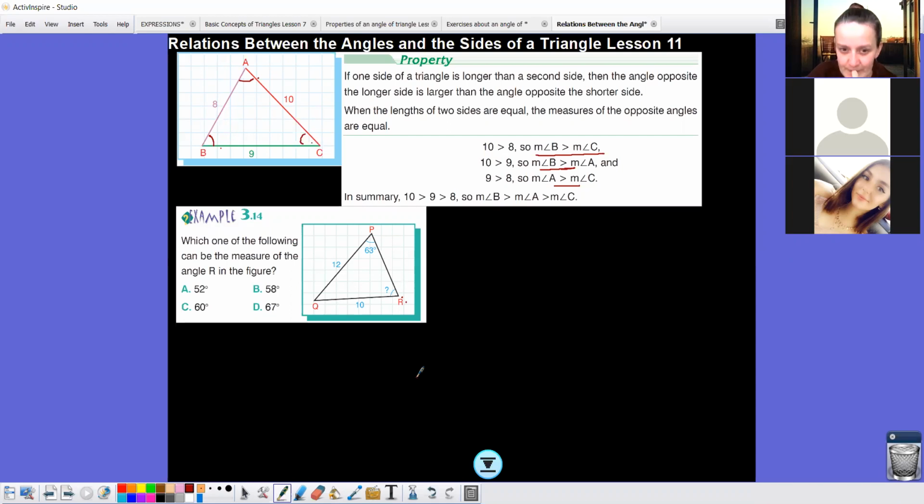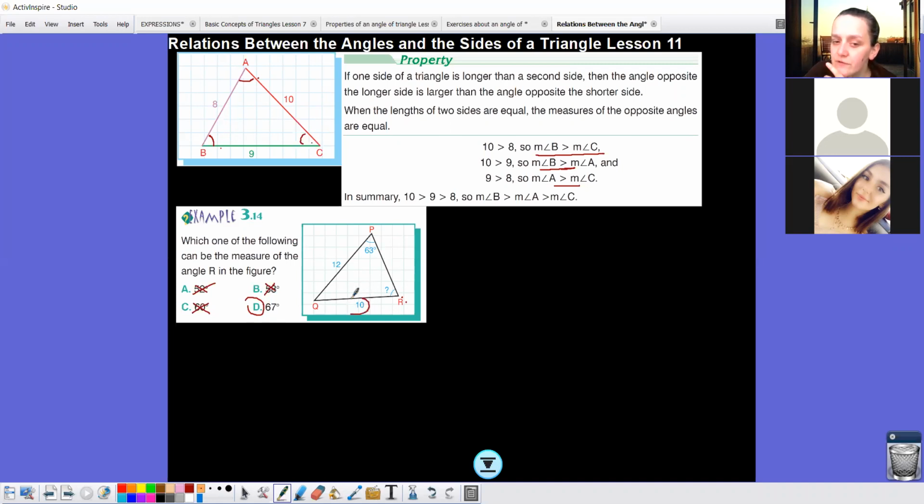Teacher, it can't be 52 or 58 or 60. It will probably be 67 because 12 is bigger than 10. Because 12 is bigger than 10, the angle will be bigger than 63. So it cannot be 60, it cannot be 58, it cannot be 52. So it will be 67. Did you understand how it goes?